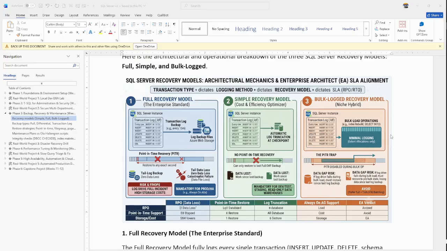Please explain again. I did not understand. Full recovery, simple recovery, and bulk.